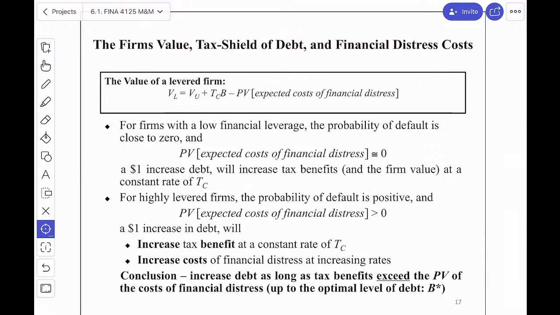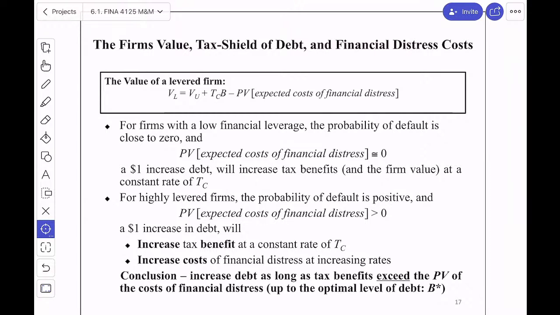In the case where there's a $1 increase in debt, this will increase the tax benefit at the constant rate of TC, but it will also increase costs of financial distress at increasing rates. So what I am saying is that at some point, debt has a negative effect, and that kicks in. Just before that kicks in, it would be the optimal level of debt.